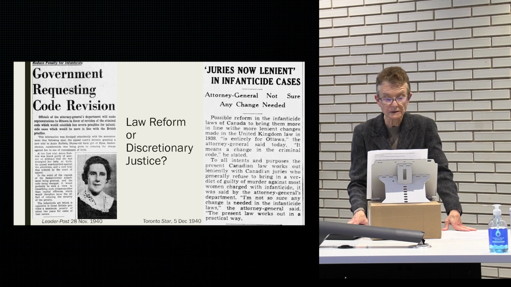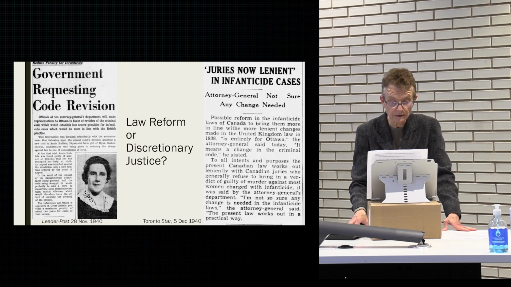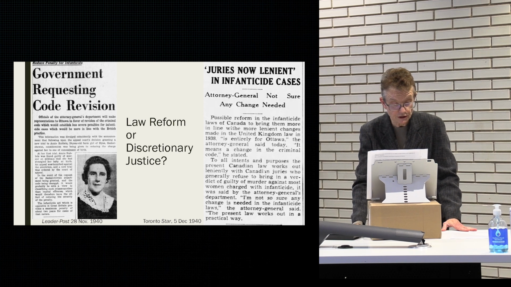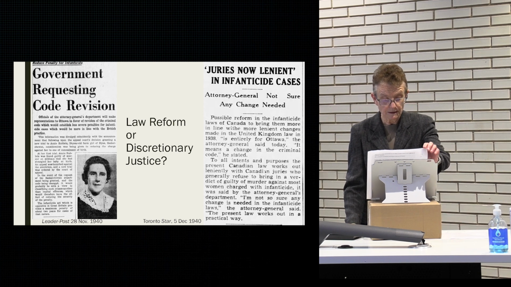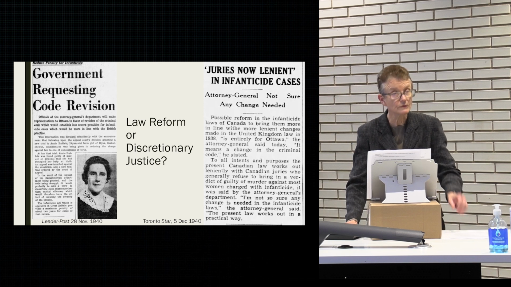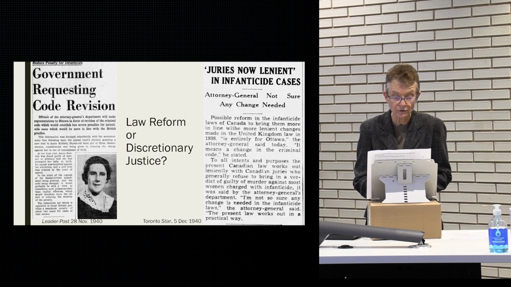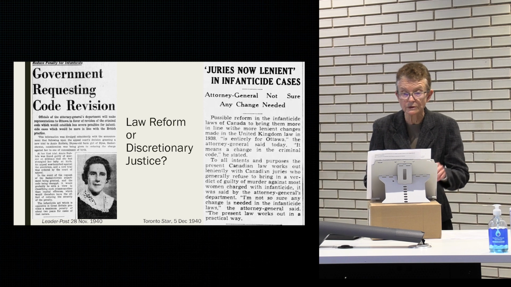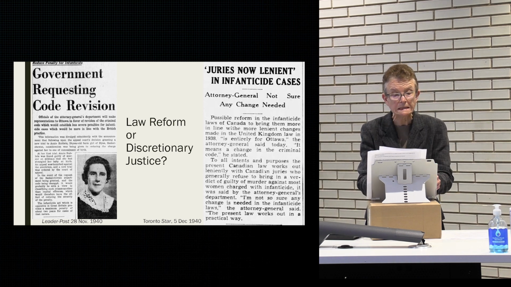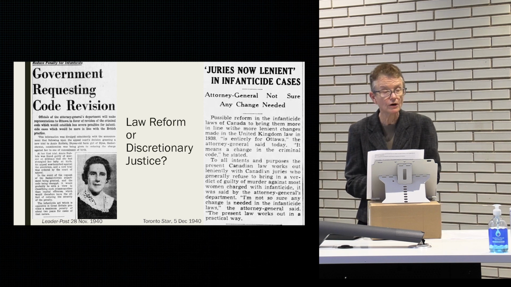And many criminal experts in this period considered mothers less culpable and the offense less serious than adult murders. For example, this second clipping from 1940, which we see on the right, came from another provincial attorney general, the Ontario Attorney General. In his opinion, revising the code was unnecessary since juries, quote, generally refused to bring in a verdict of guilty of murder in cases of newborn killings by their mothers. In other words, jury nullification, a product of chivalrous male jurors, meant justice was done through layperson's discretion, not legislation and not by experts.